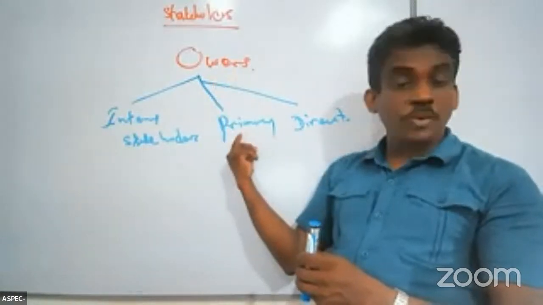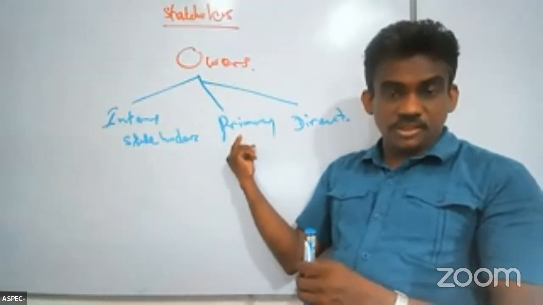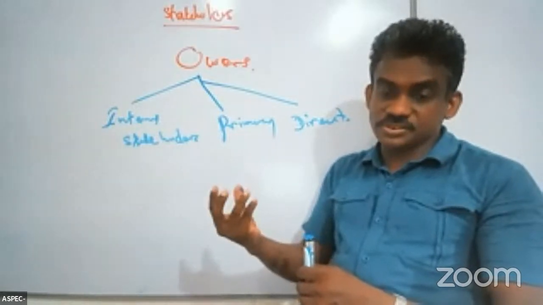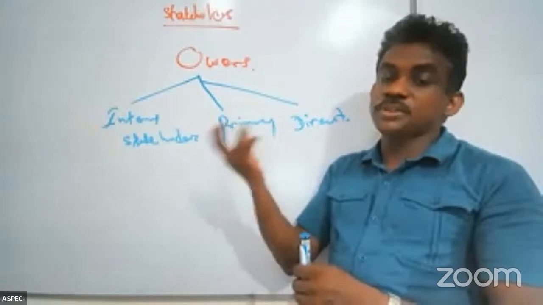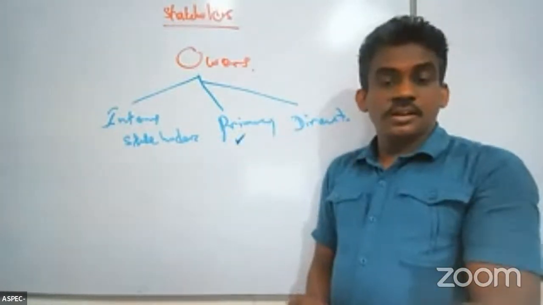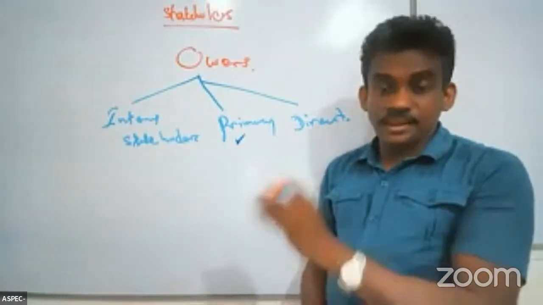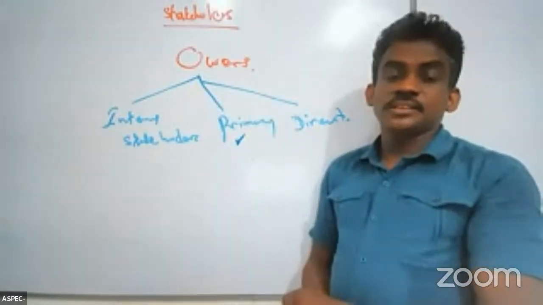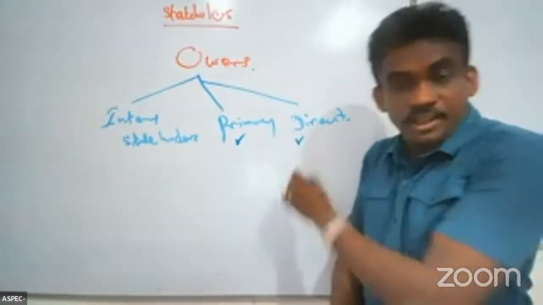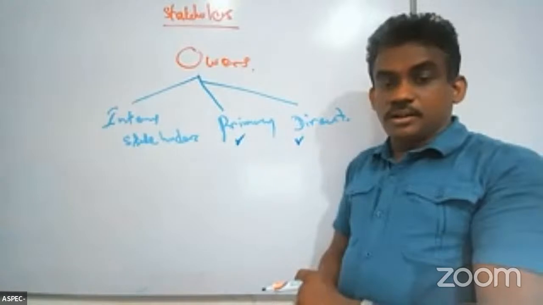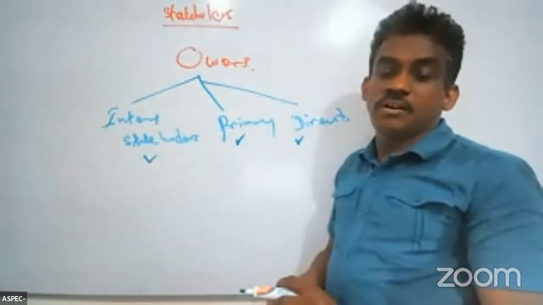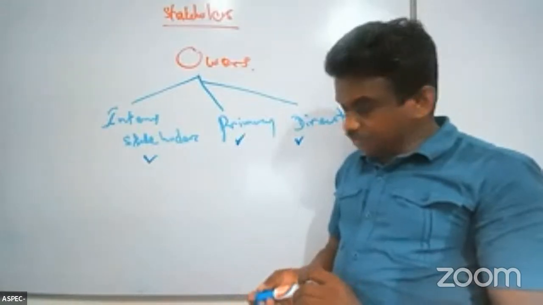That's why we call them a primary stakeholder. Owners take decisions on the activities of the business as well as control the business. Therefore, owners are primary stakeholders. On the other hand, they are directly involved with business policy making. Therefore, they are direct stakeholders. On the other hand, they are internal stakeholders.